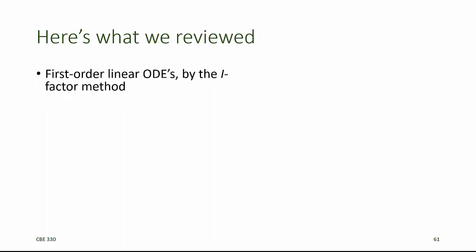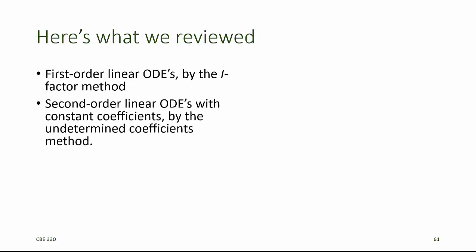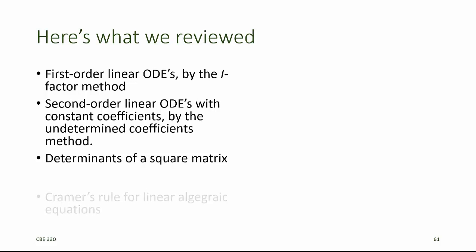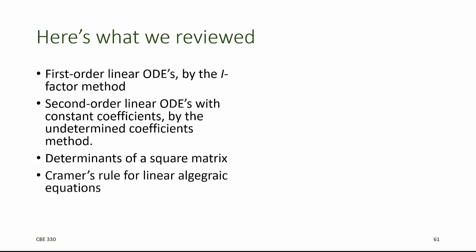We reminded you that you know how to use the I-factor method for solving linear first-order ODEs, and you know how to use the method of undetermined coefficients for solving second-order linear ODEs with constant coefficients. In the next chapter, we'll talk about some tools in MATLAB that you can also use to solve ODEs. We talked about the determinants of a square matrix and some of their properties, and we showed how this can be used in Cramer's rule to solve systems of linear algebraic equations. We also showed that the determinant is an important quantity that's used when solving the matrix eigenvalue problem.